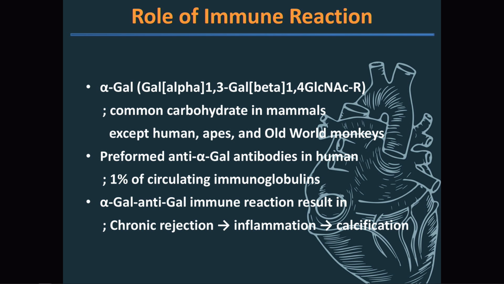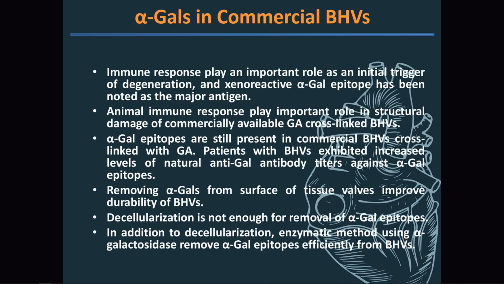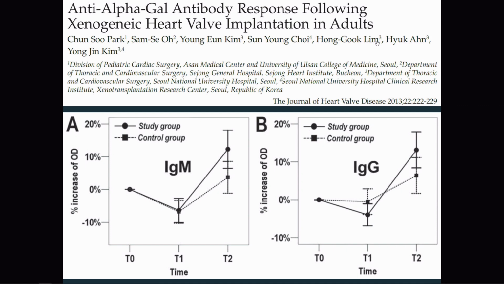And the role of immune reaction is very important. Alpha-gal and anti-gal immune reaction result in chronic rejection, inflammation, and calcification. Alpha-gal epitopes are still present in commercial bioprosthetic heart valves, even after decellularization. And we proved that the anti-alpha-gal antibody response increased after xenogenic heart valve implantation.